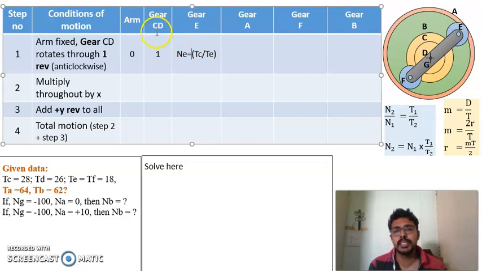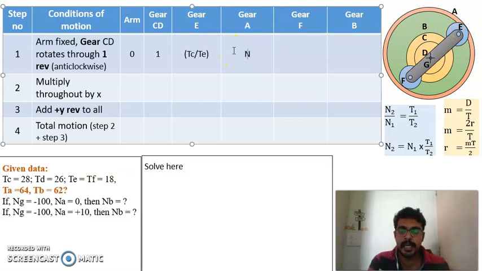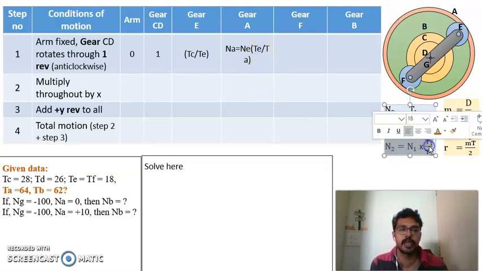Therefore, if CD is rotating with the speed of 1 revolution per minute, then gear E will be rotating with the speed of Tc by Te. I will remove this NE also, now this is not required. Now, gear E is meshing with gear A. Then the speed of gear A will be equal to the speed of gear E into number of teeth on gear E to number of teeth on gear A. From where did I get this equation? I am getting it from this relation that I am having over here.